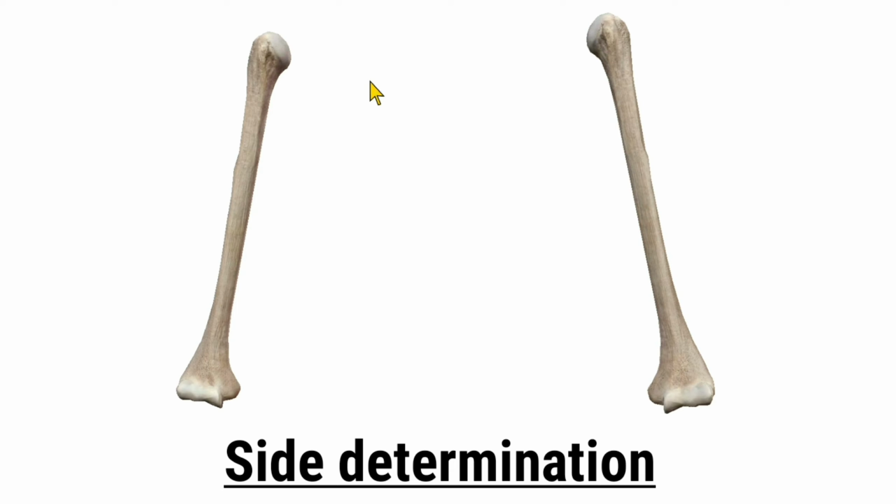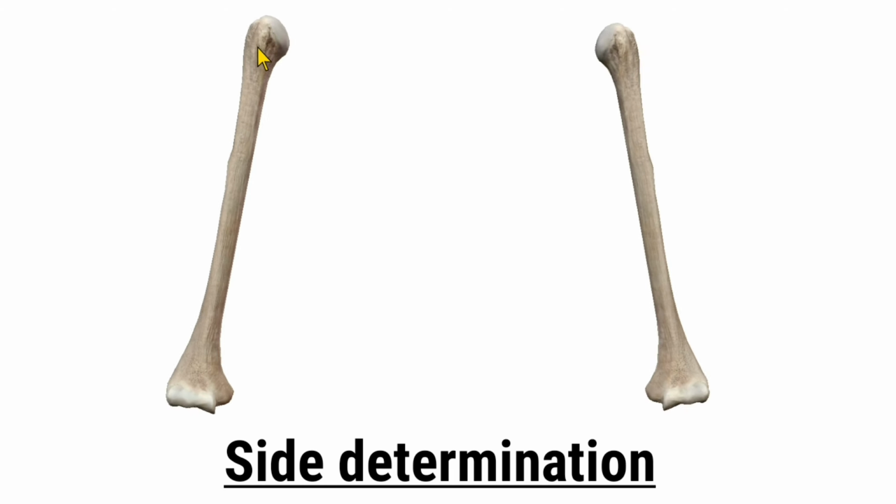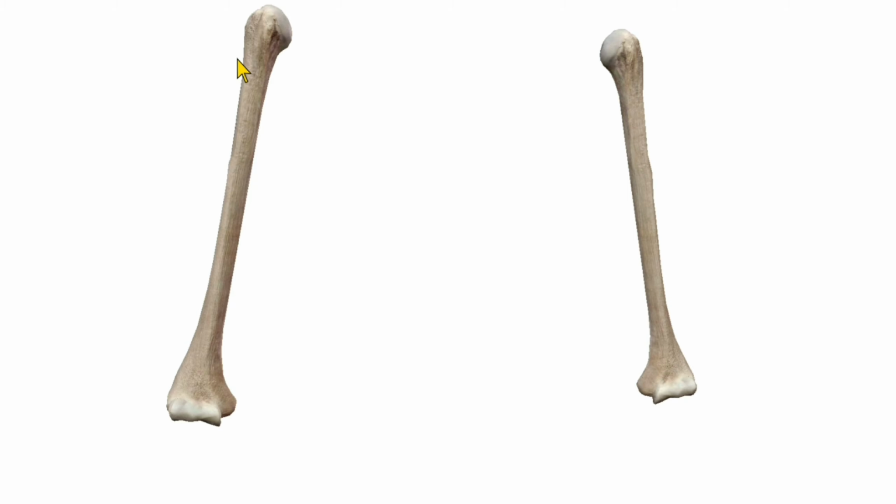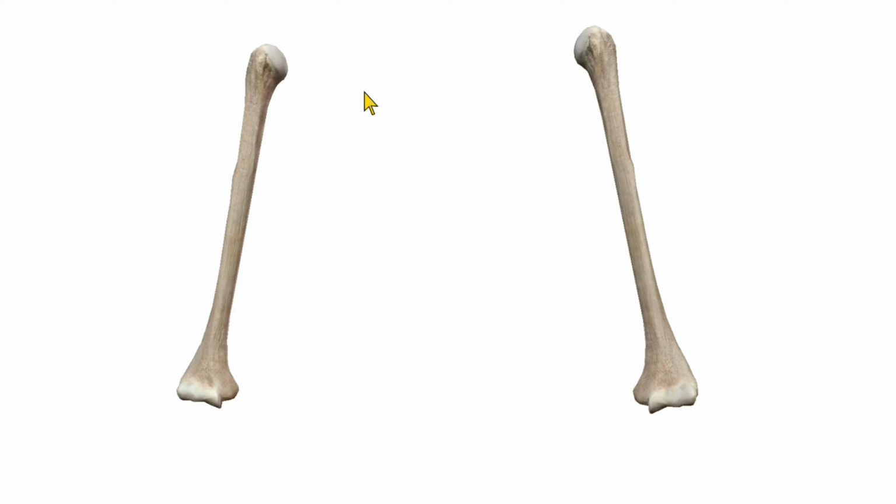And in this figure here is the head of the humerus directed in this direction, that is medially, and here is the lesser tubercle, and lateral there is the greater tubercle, and between them the intertubercular sulcus. So this head is directed medially, in front of this there is the lesser tubercle. So this is a right sided humerus. This was all about the features and side determination of humerus.